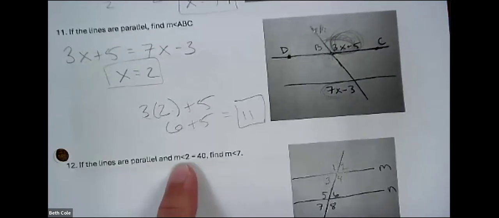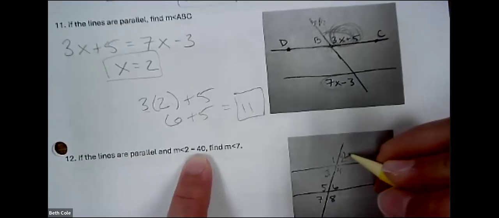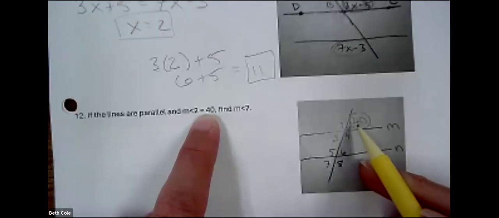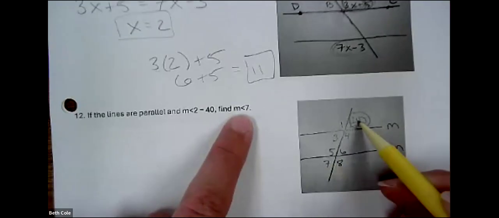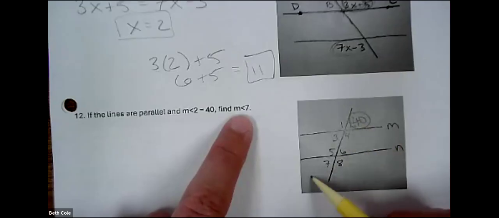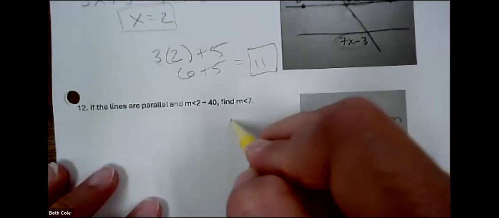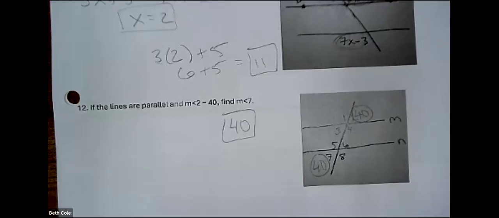All right, if the lines are parallel, measure of angle 2 is 40. So I'm going to fill that in. So that's 40. Find measure of angle 7. So 2 and 7 are alternate what? Alternate exterior, which means that they are congruent. So, I mean, your answer is 40. Measure of angle 7, 40. Don't overthink that. If you feel like that's going to be the answer, just go with your gut.